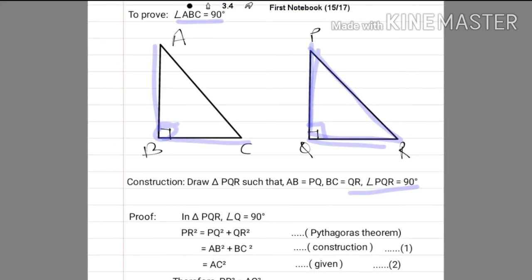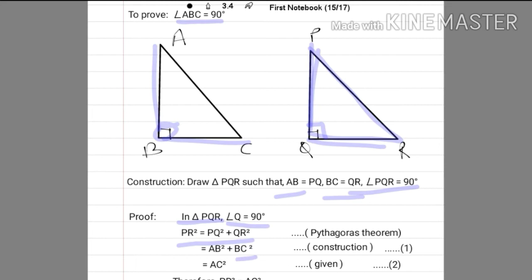Now if we consider this triangle, that is triangle PQR, we have angle Q is equal to 90 degree, right? So according to Pythagoras theorem, what we will get is PR square is equal to PQ square plus QR square. But we know from the construction we have got AB is equal to PQ. So we can substitute PQ by AB, right? And BC is equal to QR. So also we can substitute QR is equal to BC here.